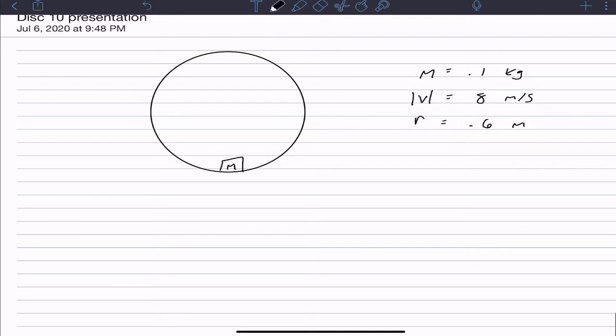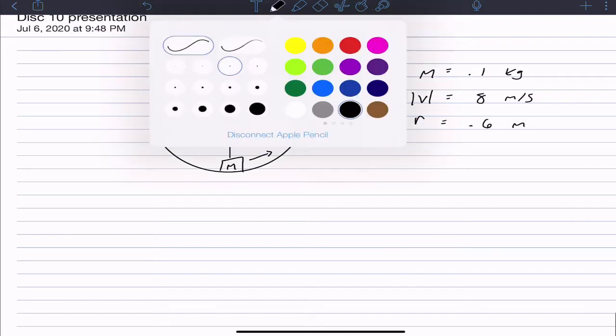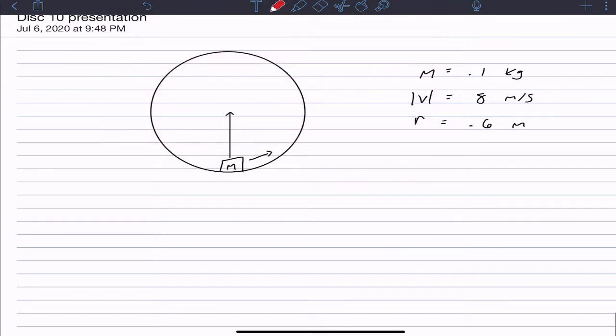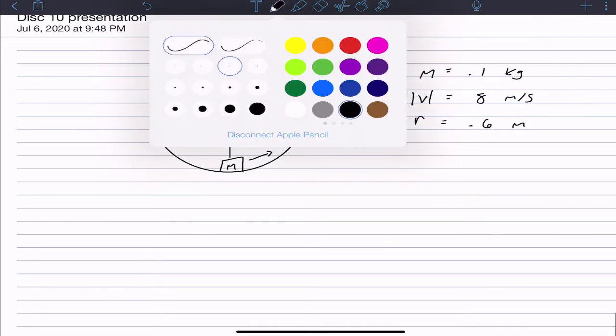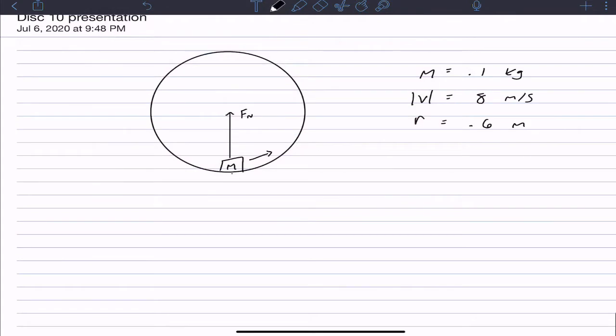So this thing is traveling through the circle, so it's going this direction. Since it's moving this way, it's going to have a centripetal force pointing towards the center of the circle. It's also going to have a normal force. Let's let this be the normal force, because what I'm going to show you in a second will make sense. I don't know if you can hear that, but there's fireworks outside. Okay, this is the weight force.